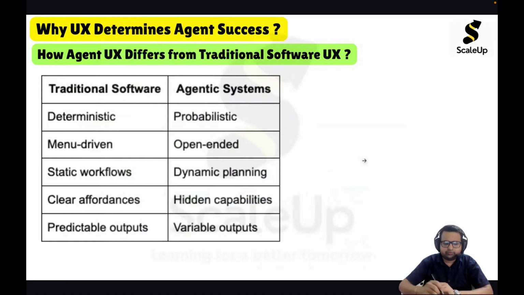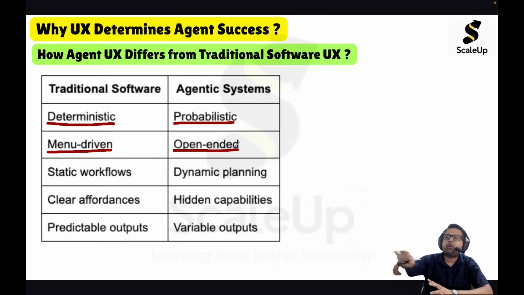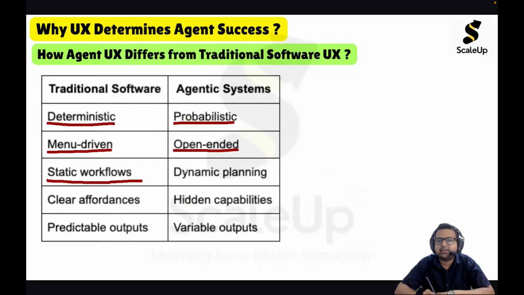So if we compare the agent UX with the traditional software UX: in traditional software, the UX is deterministic, whereas for agentic systems, it is probabilistic. Traditional software UX is menu driven, but for agentic systems, it is open ended, wherein the user can give the input in the form of natural language. And since it is open ended, the input can be ambiguous, leading to misinterpretation. Traditional software UX follows a static workflow, but agentic system UX involves dynamic planning.